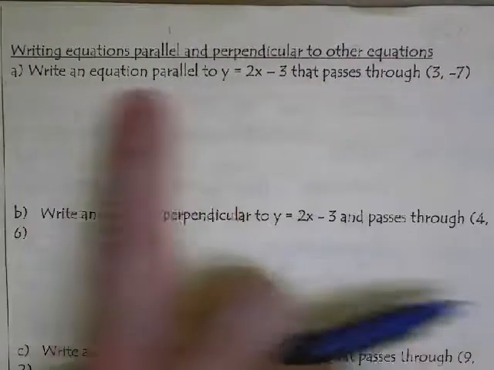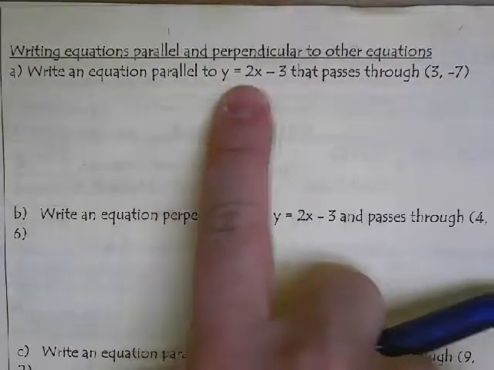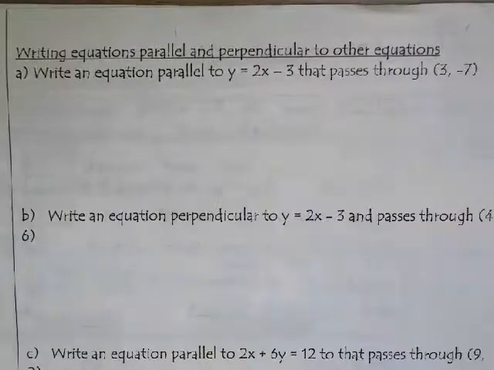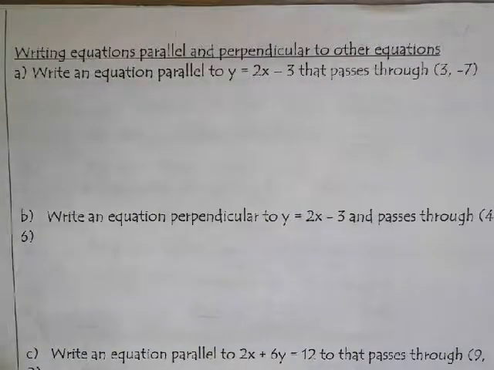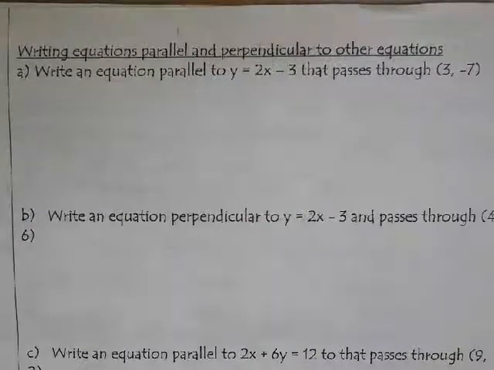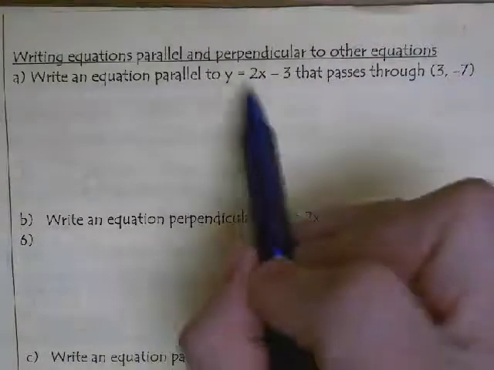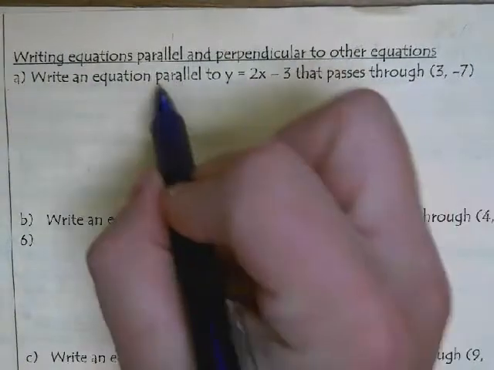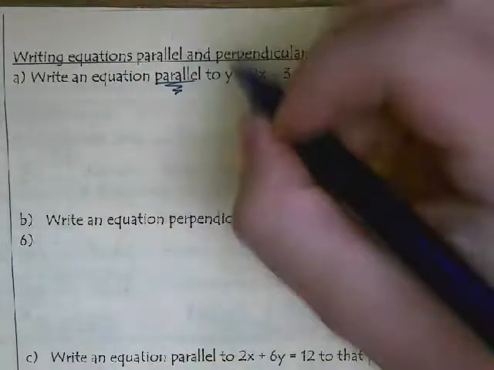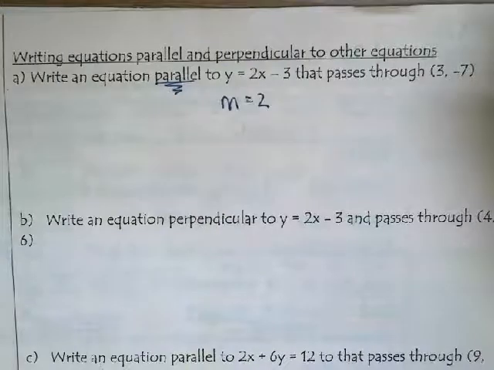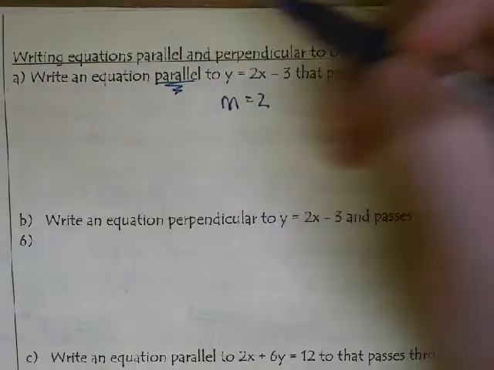So if I want to write an equation parallel to y equals 2x minus 3 that passes through (3, -7), I cannot stress this enough. The quickest way to do this is to use our point slope form. And I'll explain why right in a second. So first let's identify it's a parallel line. So we know our given slope is 2. So what's the slope of our parallel line going to be?